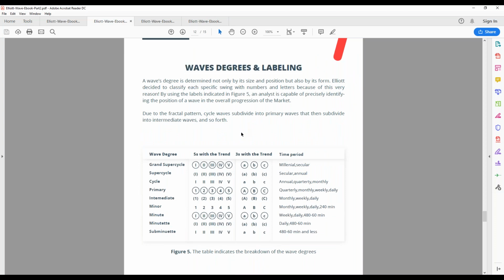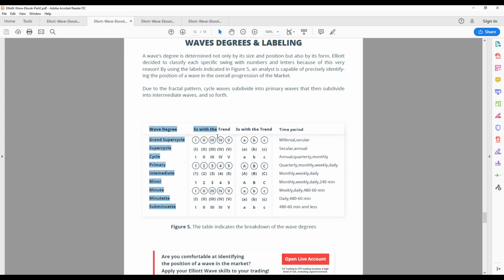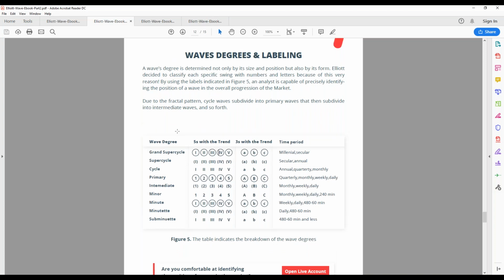Wave degrees and labeling: all waves are obviously fractal by nature. They should be labeled somehow according to their time period, and these are the labels for them, and the time period in which they unfold according to their degree. So for instance, an intermediate degree would be monthly, weekly, or daily. I wouldn't say daily, I would say monthly or weekly for an intermediate wave.